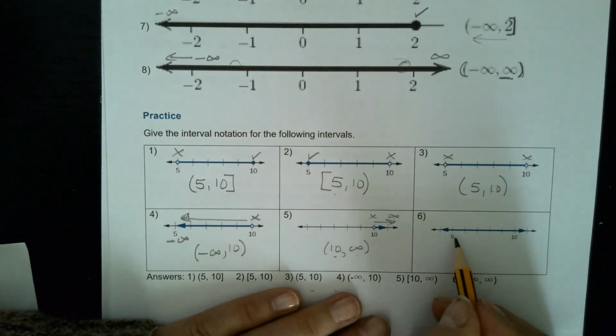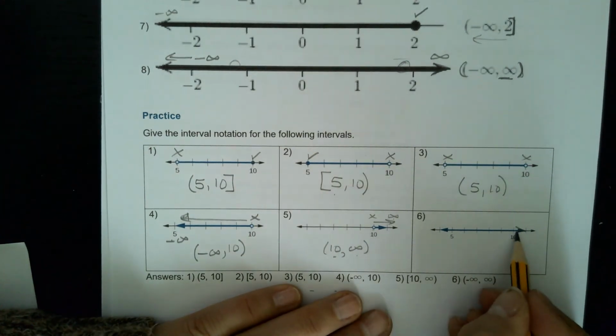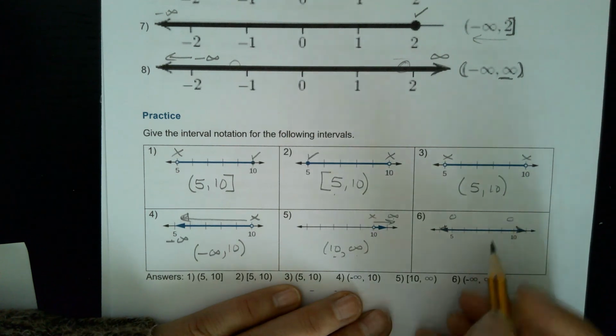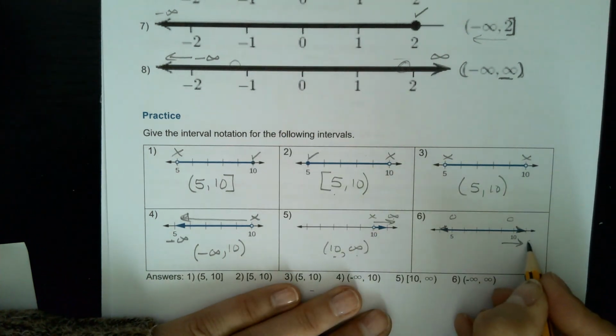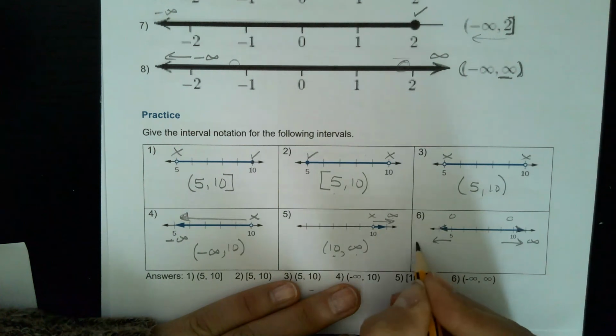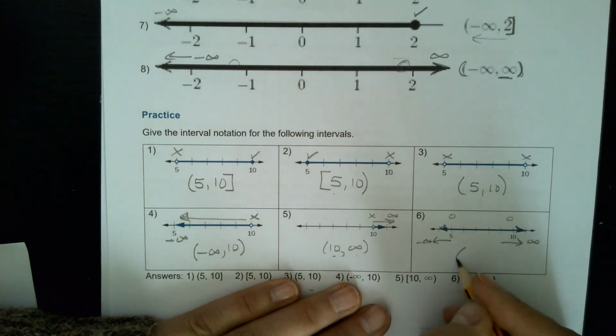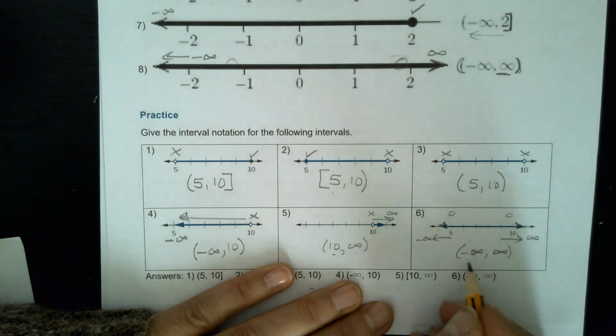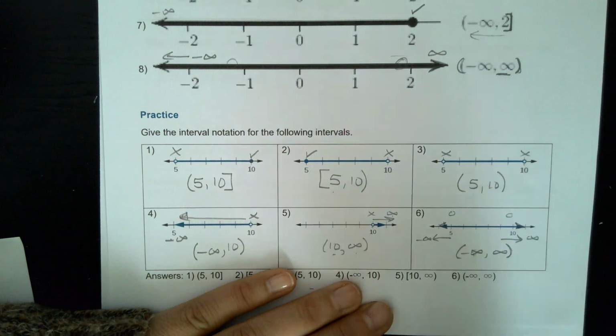Now here, it has a 5 and 10, but see how it has arrows on the ends? It doesn't have any circles. So it's going all the way towards infinity and all the way towards negative infinity. So, oops, that's an 8. And remember, you have to use round brackets with infinity.